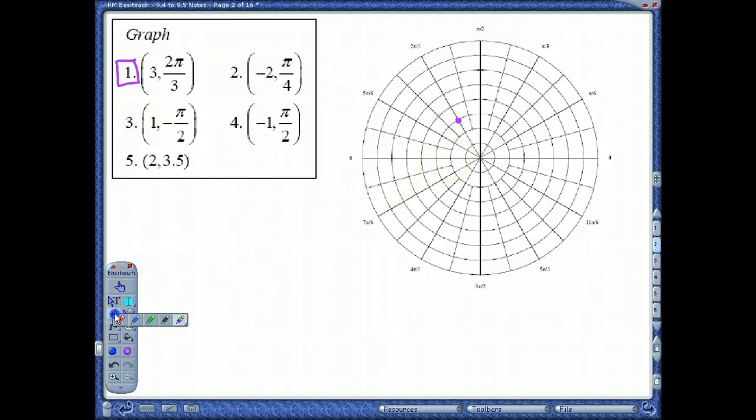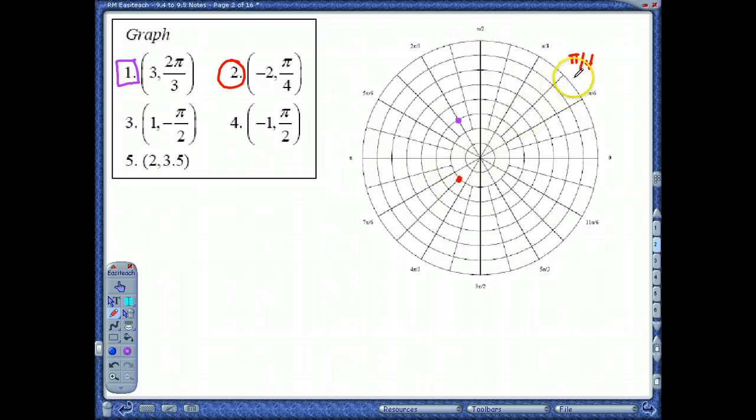Let's change our color and see if we can figure out what point number 2 is going to look like. So we locate our pi over 4 line. It goes pi over 6, pi over 3, and pi over 4 is right here in between. I'm going to start at the pole. If it's a positive 2, I'm going to go out 1, 2 toward that pi over 4. If it's negative 2, I'm going to go away from it. And it happens to be a negative 2, so I'm going to go 2 away from it.